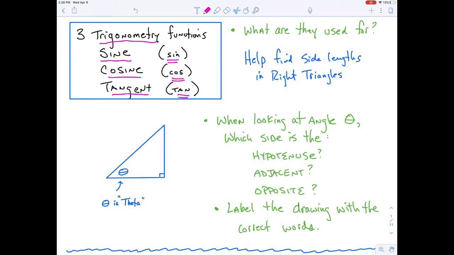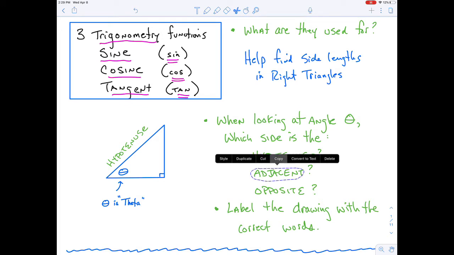First and foremost, we have to know what sides are which. So this first bullet point says, when looking at angle theta, theta is the line with the circle with the line from left to right, which side is the hypotenuse? A hypotenuse, you probably already remember, is just the side that is opposite of your right angle. So this is always going to be your hypotenuse right there. Let's move this pencil out of the way. There we go.